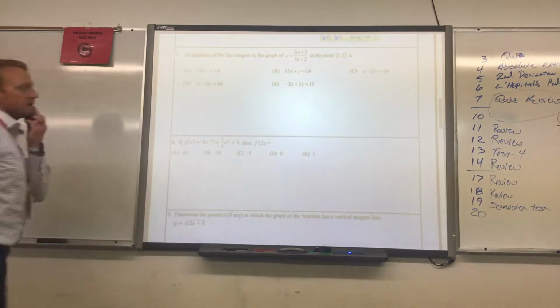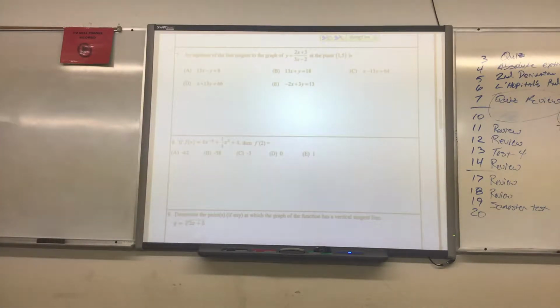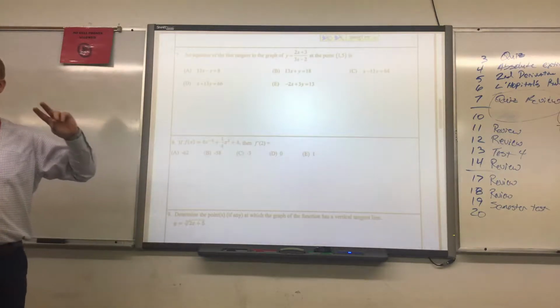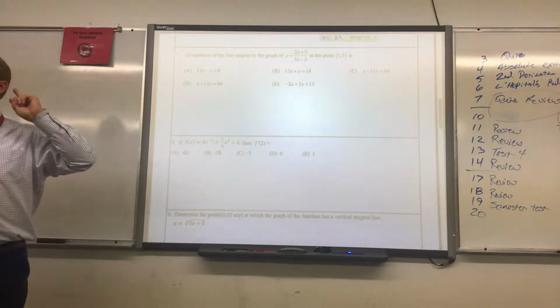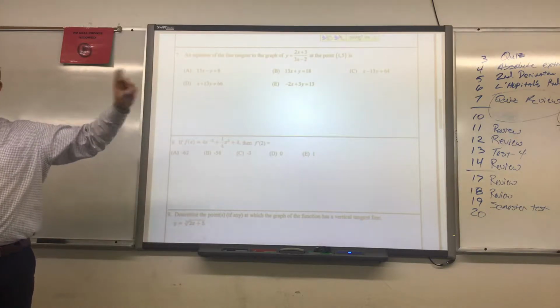Number 7. And everybody's attention. An equation of the line tangent to the graph of y equals (2x plus 3) over (3x minus 2) at the point (1, 5) is. So all this is wanting me to do is what? Find the equation of what? Tangent line. What two things do we need to be able to write the equation of a tangent line? Slope and a point. They gave me the point, so all I need is the slope.